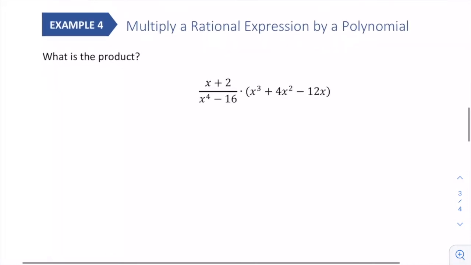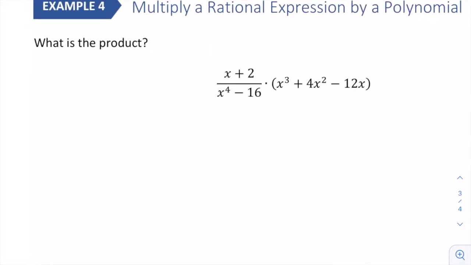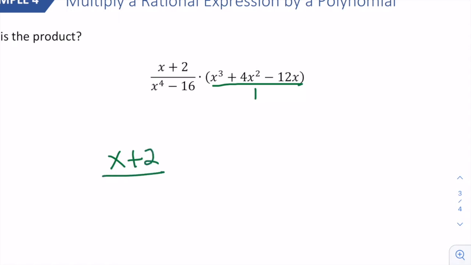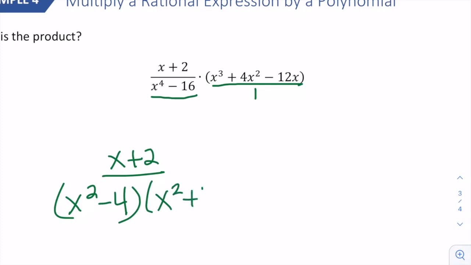All right, for this next one, it's very similar, except we have a polynomial. So what I like to do is make sure I write this over 1. Same idea, we're going to factor first. So on the first fraction, we have x plus 2. Well, that's just factored. And then this, well, that factors quite a bit. So that factors into x squared minus 4, x squared plus 4.